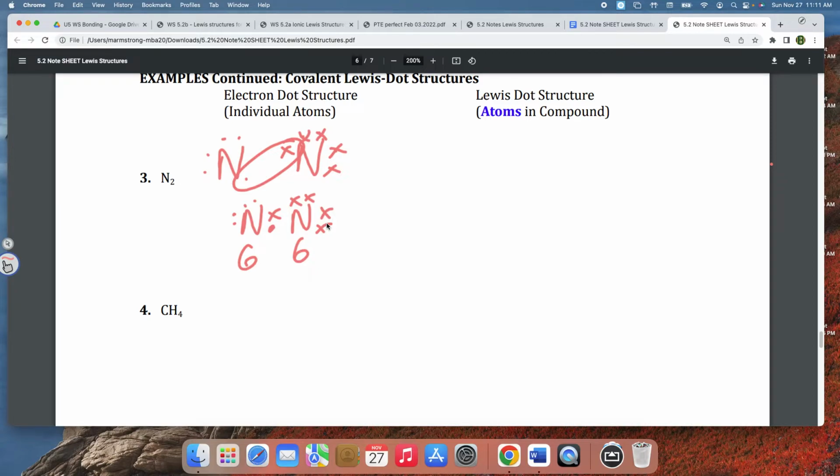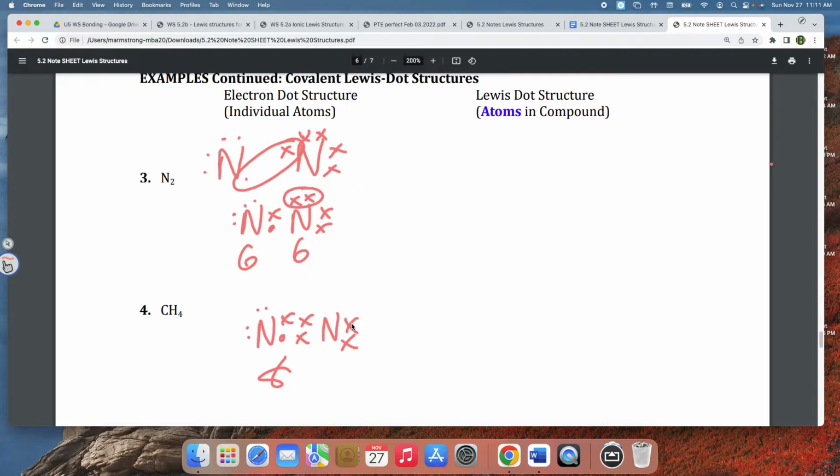Let's try this again. What if we just take maybe another pair and throw it in there? So we'll keep that nitrogen like that, and we'll have that dot, we'll have that X, and then we'll do another X and another X, and then we'll keep those X's there. So this first nitrogen has 2, 4, 6, 8.